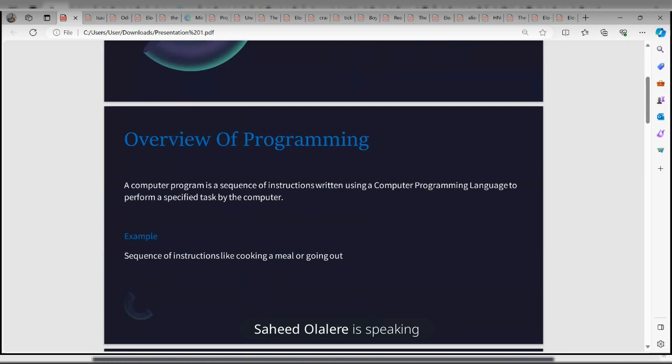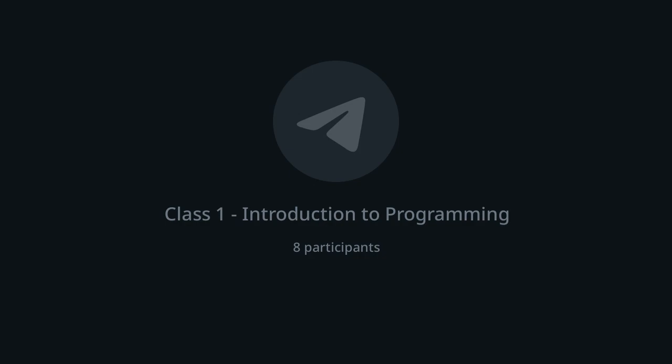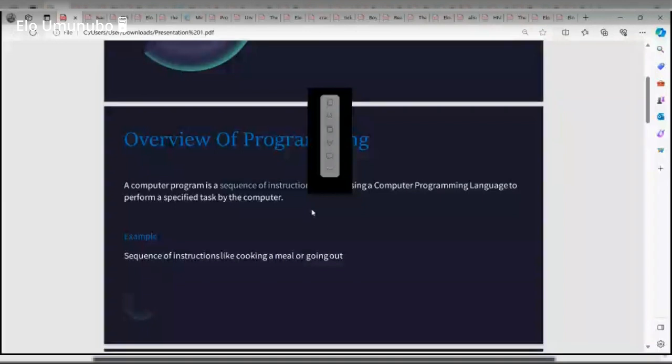Yes. All right, so it's going to be short and quick because we don't have much time. So, overview of programming. A computer program is a sequence of instructions written using a computer programming language to perform a specified task by the computer. So we have a key note here, a sequence of instructions. We can have an example here, like cooking a meal.